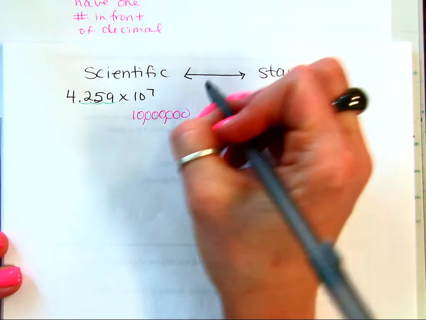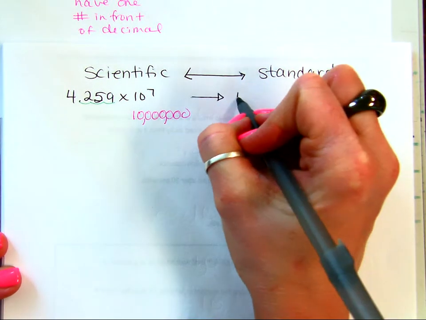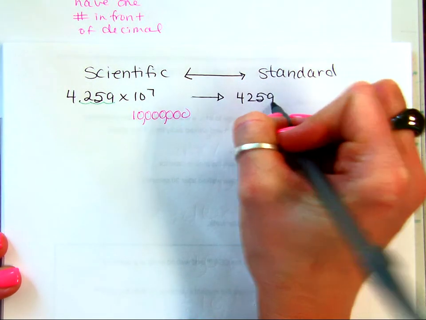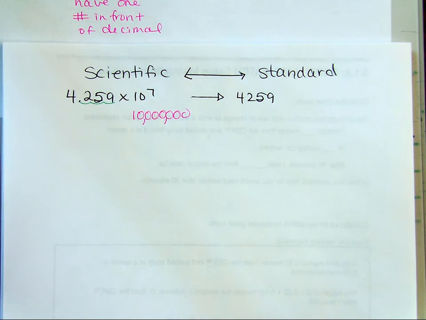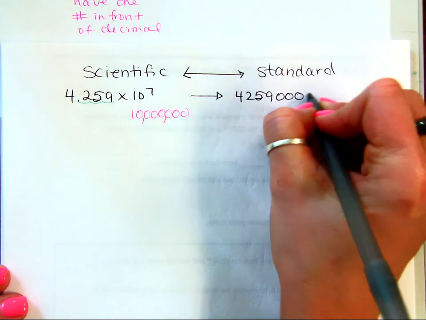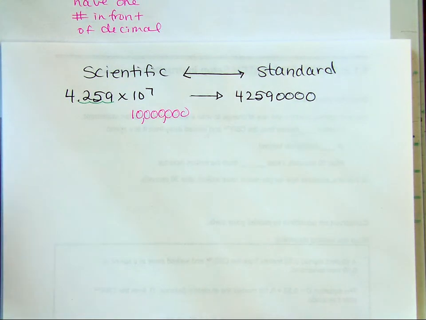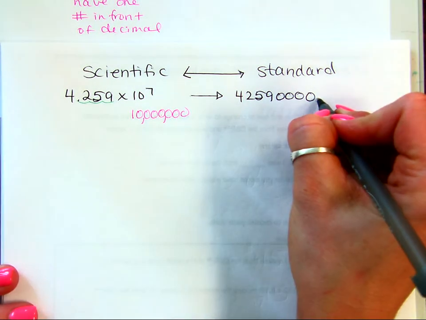So first thing you're going to do is write your 4.259. All of your non-zero numbers get written. And then I'm going to add those 4 zeros. But I'm not done because I need to put those commas in. Start from the back and they go every 3.